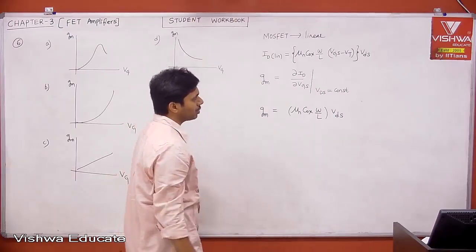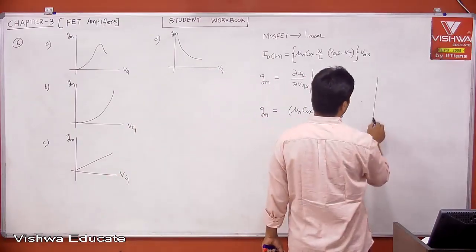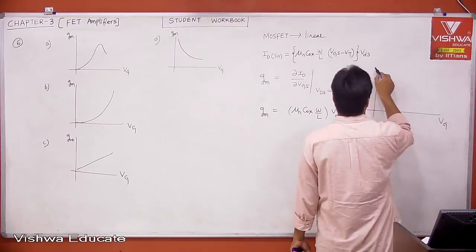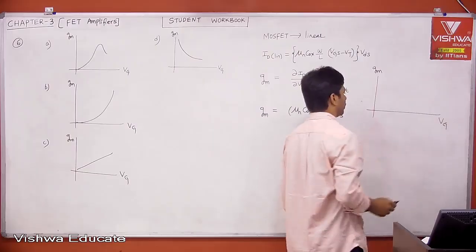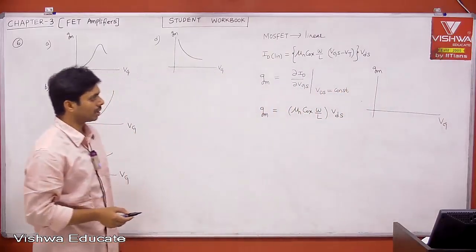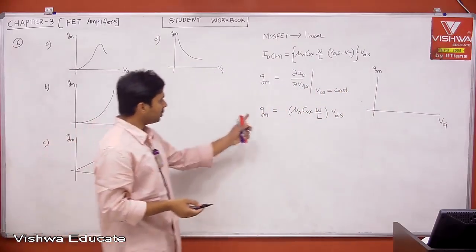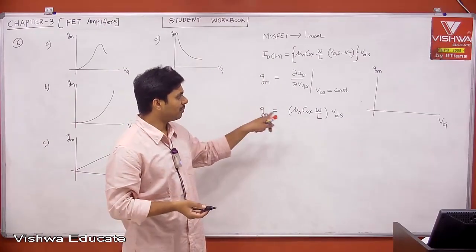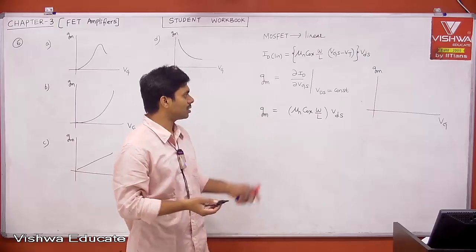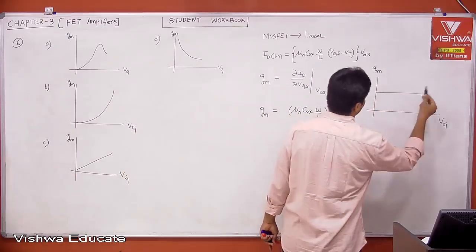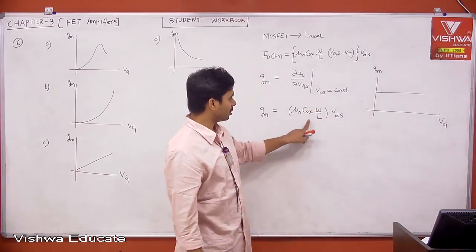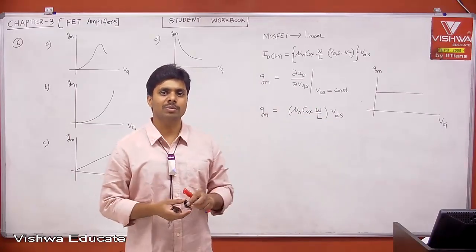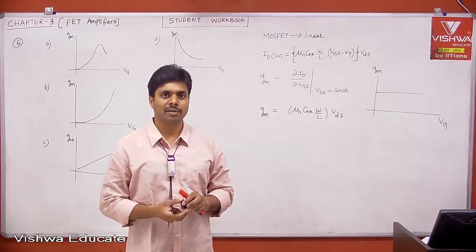Therefore, tell me what is GM now? You are trying to plot, not with respect to VDS, now with respect to VG or VGS. What is GM? It is independent of VGS. Even though VGS or VG is changing, GM is not changing, it is constant. The value is mu n Cox W by L into VDS, for VDS constant. That is your GM. GM is a function of VDS, not VGS.